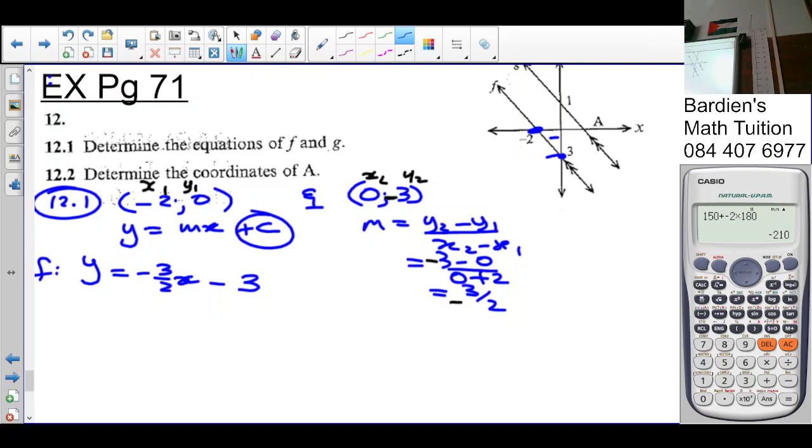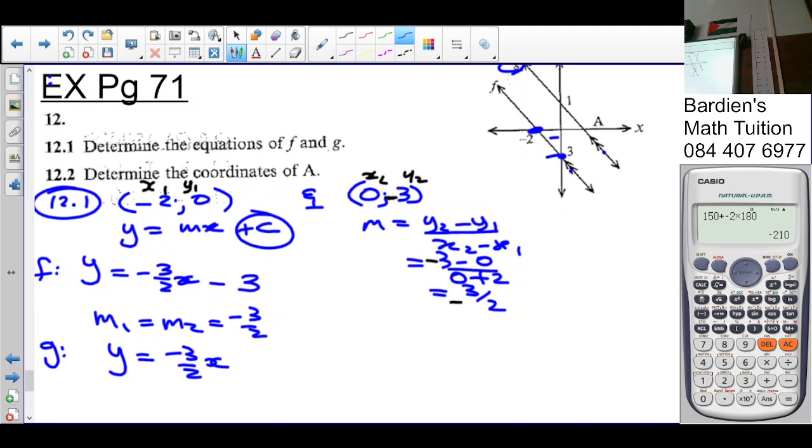Now, you see for g, the equation of g of x. These lines are parallel, so what do we know? Gradients need to be the same. So the gradient of the first line is equal to the gradient of the second line, which is equal to minus 3 over 2. So what's the equation now? y is equal to negative 3 over 2x plus c.